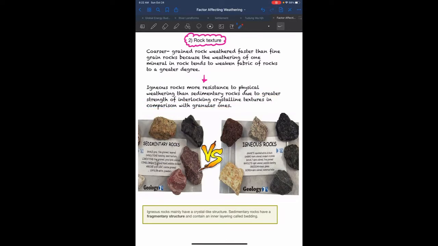So from this diagram, you can see examples of sedimentary rocks and igneous rocks. Igneous rocks are mainly of crystal-like structure, compared to the sedimentary rocks, which are of fragmentary structure and contain bedding planes. So comparing these two rocks, sedimentary rocks are weathered faster compared to the igneous rocks, which consist of finer grain rocks.